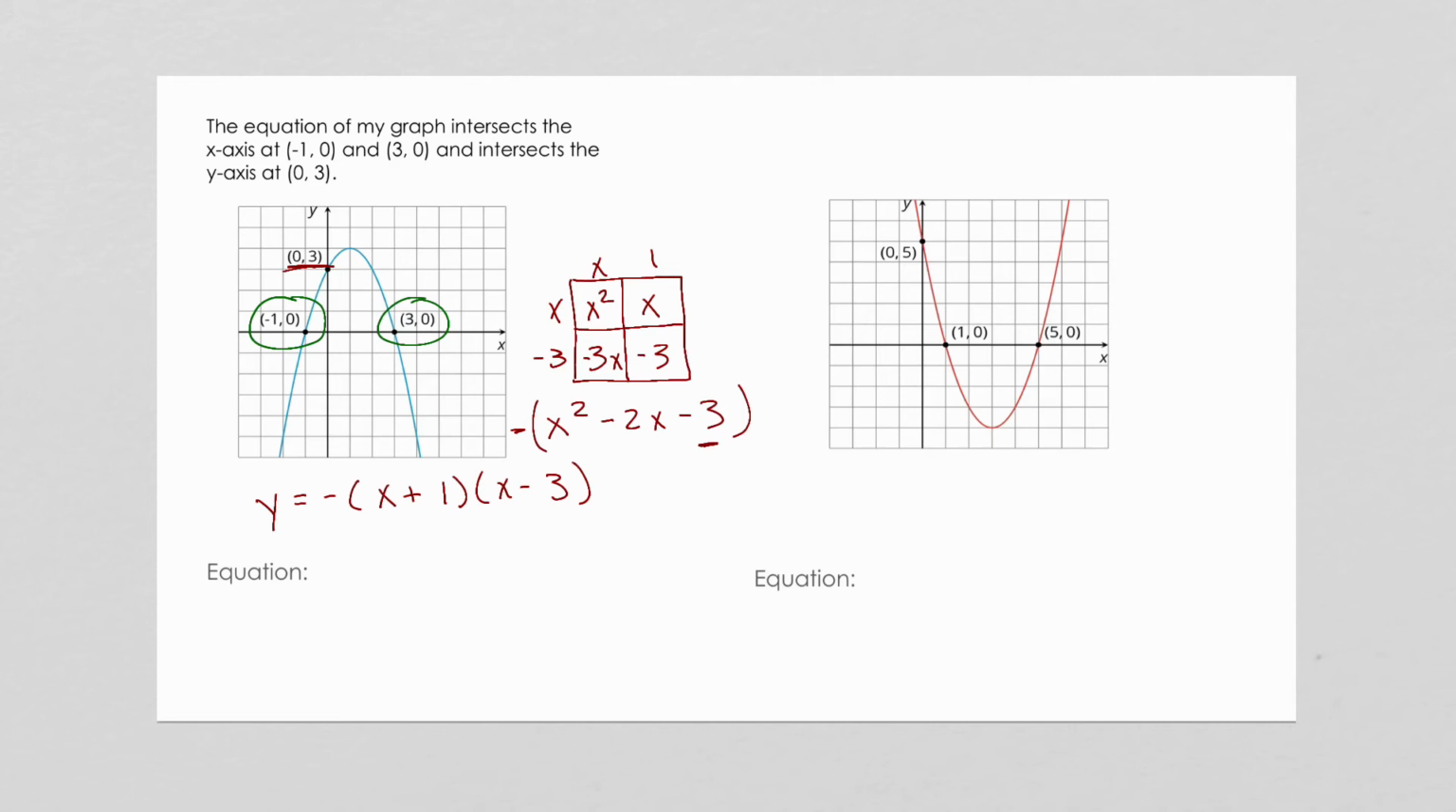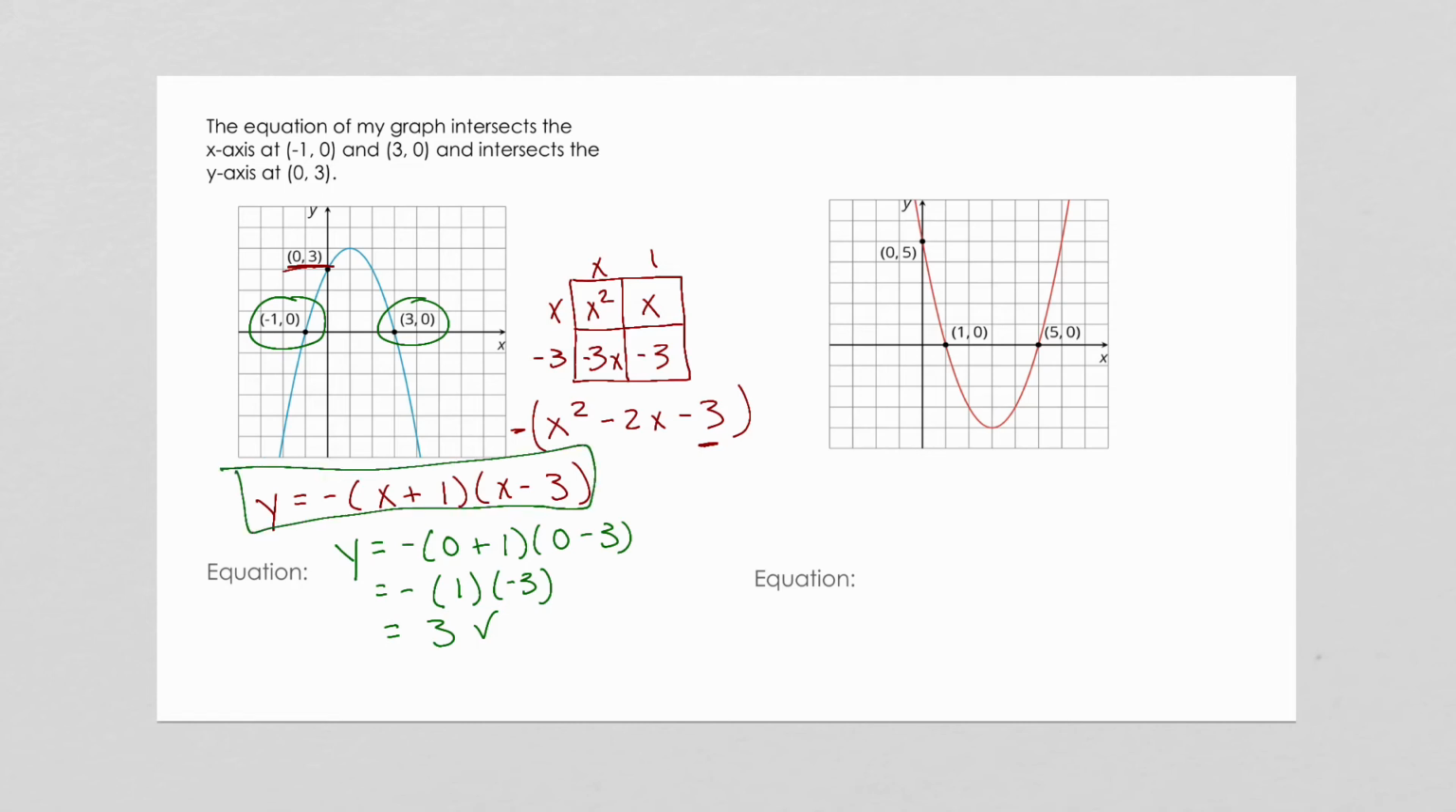But again, if I remember conceptually that the y-intercept is always when x is equal to 0, I could also check it this way. 0 plus 1 times 0 minus 3, and I would get negative 1 times negative 3. Negative 1 times negative 3 gives me positive 3. So again, I would find out that my y-intercept is at 0, 3. But either way, this equation in intercept form works, and also this equation in standard form works.